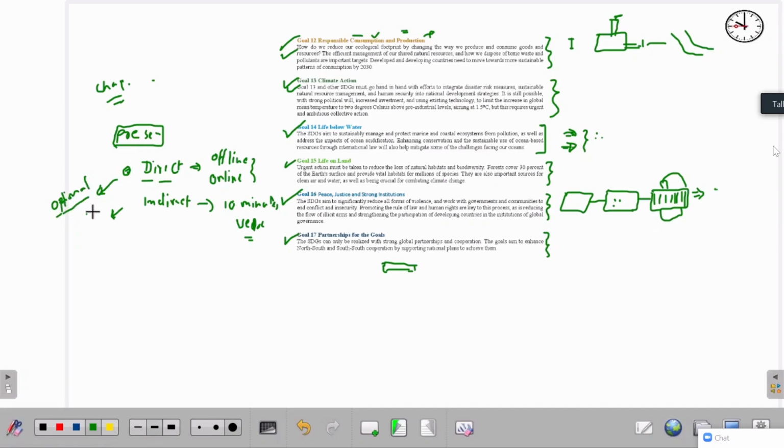Why do I call it optional? Because in the direct one, there are more than 100 students. So if we take direct as compulsory, then we can choose the 10 minutes video. Okay, so let me tell you how you do this.